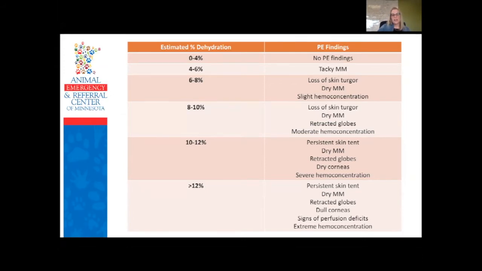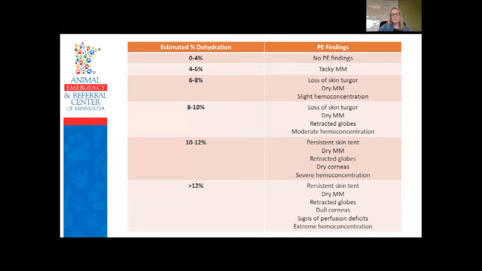As you progress into that 8 to 10% dehydrated range, in addition to your loss of skin turgor and dry mucous membranes, these guys might start to have some sunken or retracted globes, and that hemoconcentration is going to be more pronounced. Into that 10 to 12% range, not only have you lost skin turgor, your skin tent is actually probably going to be pretty persistent, and you may add dry corneas and very severe hemoconcentration to the other symptoms of dehydration.